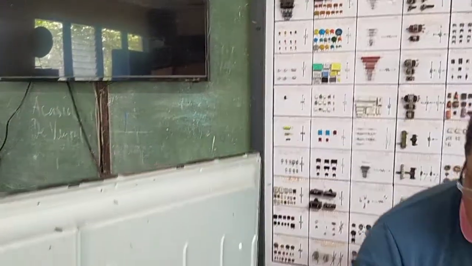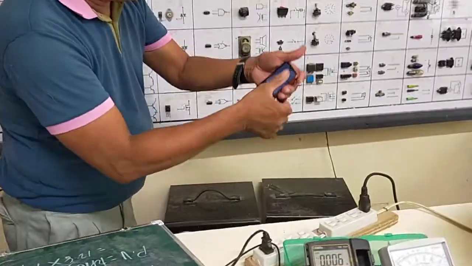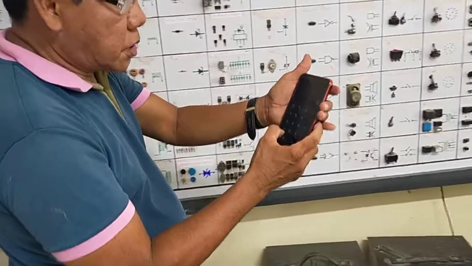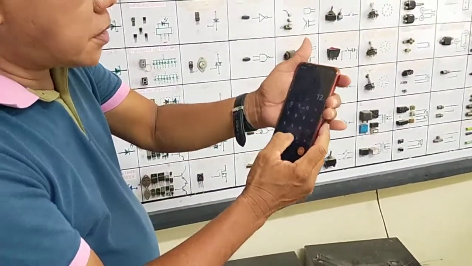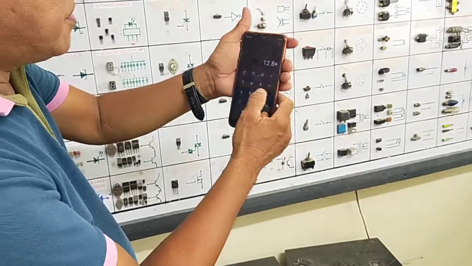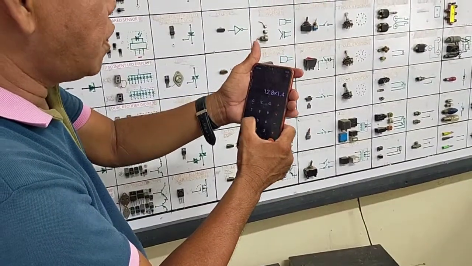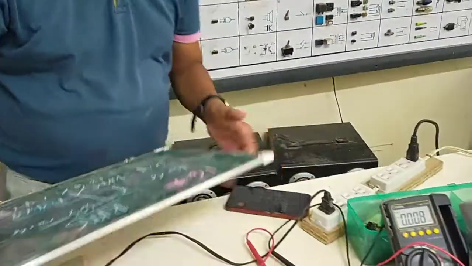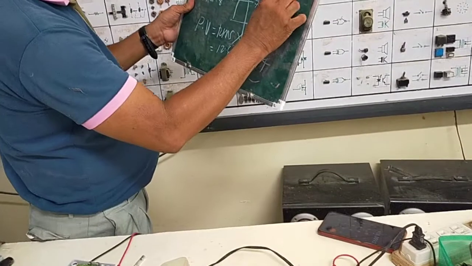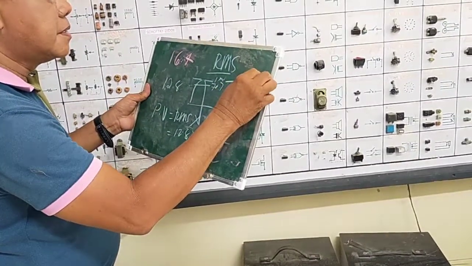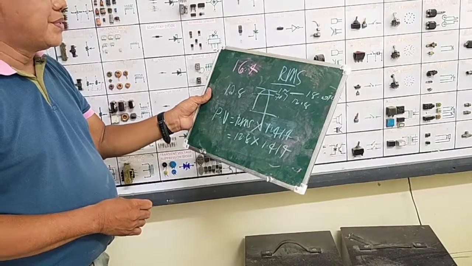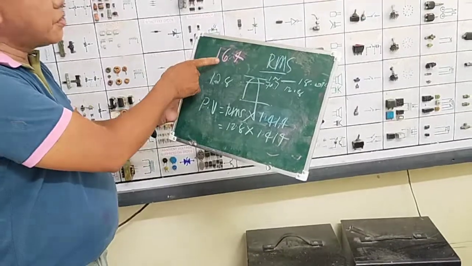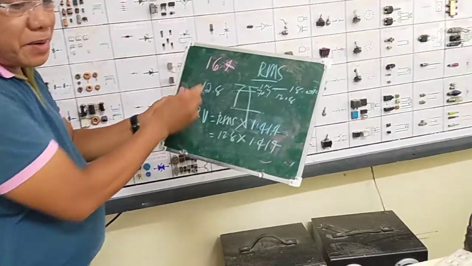We will use a cellular phone. 12.8 times 1.414. The result is 18.09. 18.09 volts is the peak value. So, this is now the voltage at the output of the capacitor.